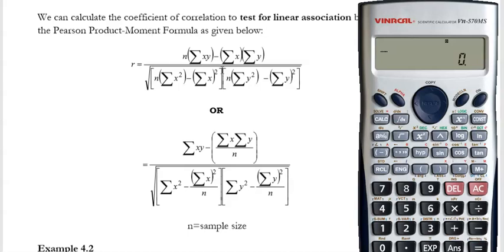In this video, I will show you how to calculate R, which is the correlation coefficient, using the Pearson product moment formula. So these are two formulas of Pearson product moment, the first one and the second one, but I suggest you to use this formula.